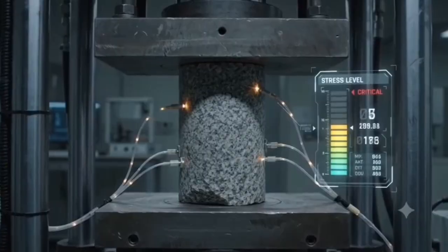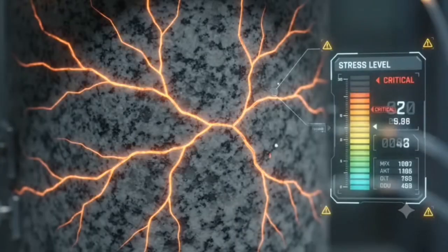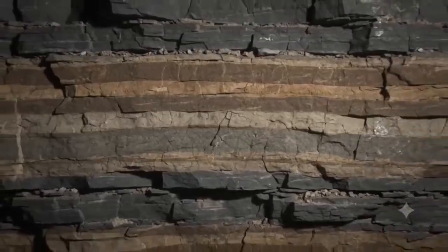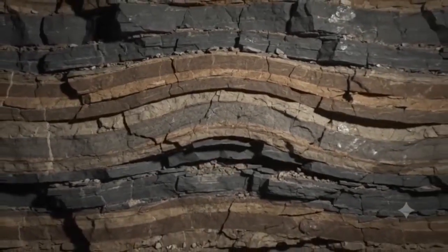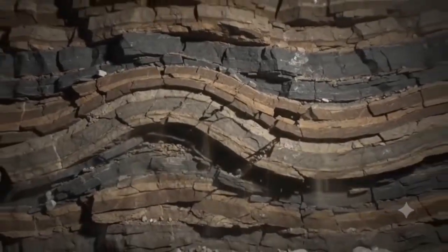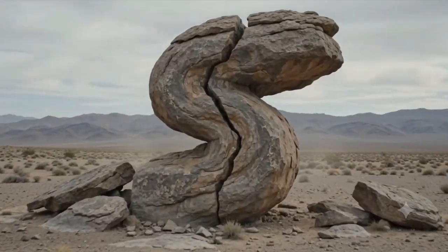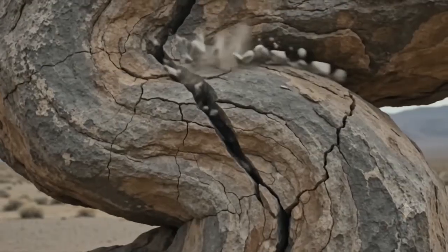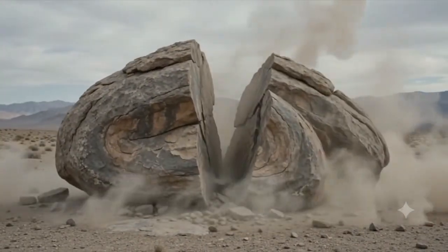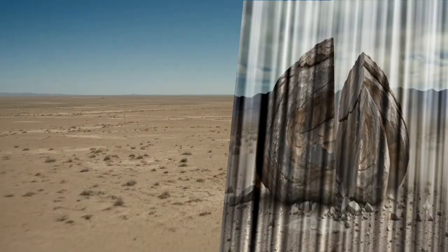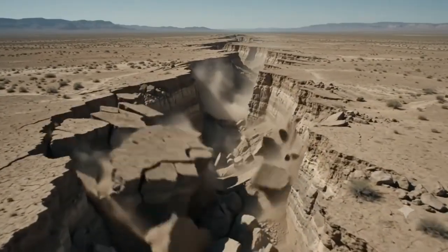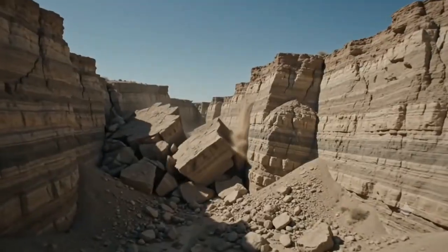Over time, stress accumulates inside rocks. The rocks slowly deform and store energy. This process is known as elastic rebound. A fault is a fracture in the Earth's crust, where movement occurs.